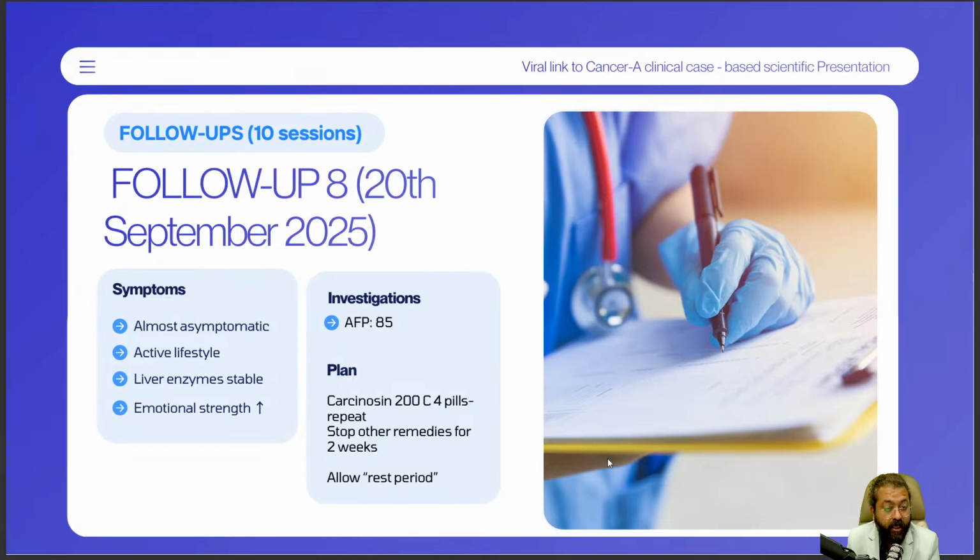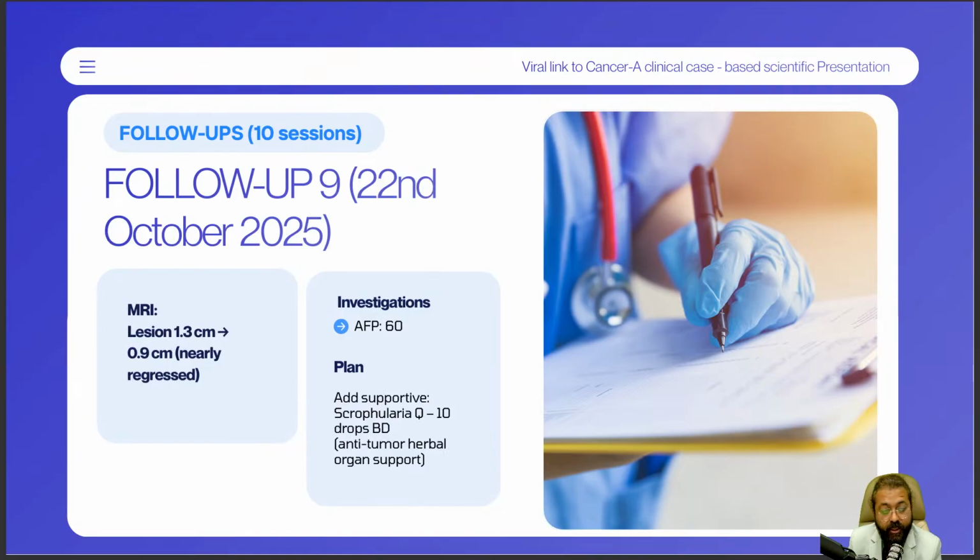Now in the 9th follow-up we checked the MRI again, and the lesion almost went from 1.3 to 0.9, nearly in the regression phase. AFP got to 60. Here we gave Scrofularia Q. Now why Scrofularia Q? You can definitely check the paper. It's an anti-tumor tincture or herb, so it is anti-tumor as well as organ support. So here we gave Scrofularia.